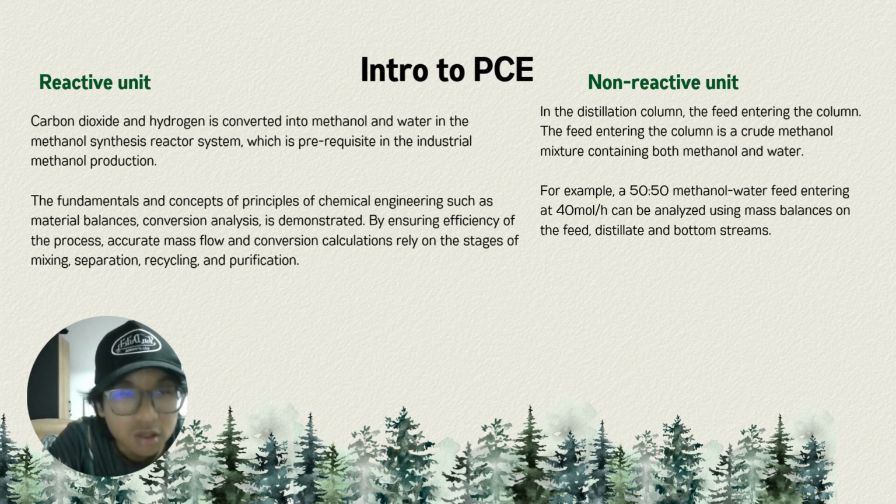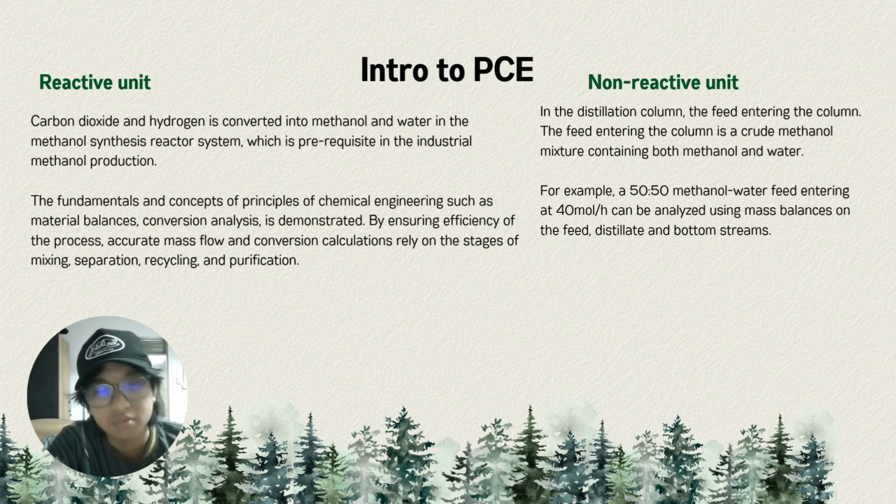So for our non-reactive unit, we choose the distillation column. It consists of crude methanol feed, which contains both methanol and water. So for example, in our case, a 50 to 50 ratio methanol to water feed enters at 40 moles per hour and can be analyzed using mass balances on the feed, distillate, and the bottom stream.